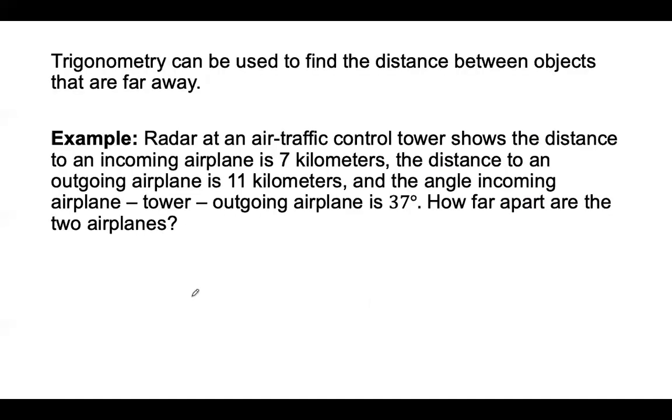There's one last question I'd like us to do. It's kind of interesting, and an important example. Suppose radar at an air traffic control tower shows the distance to an incoming airplane at 7 kilometers. The distance to an outgoing airplane is 11 kilometers, and the angle between them at the tower is 37 degrees. How far apart are the 2 planes? So let's just draw a picture. Or do we have the time? Oh, okay. I guess I'll stop.